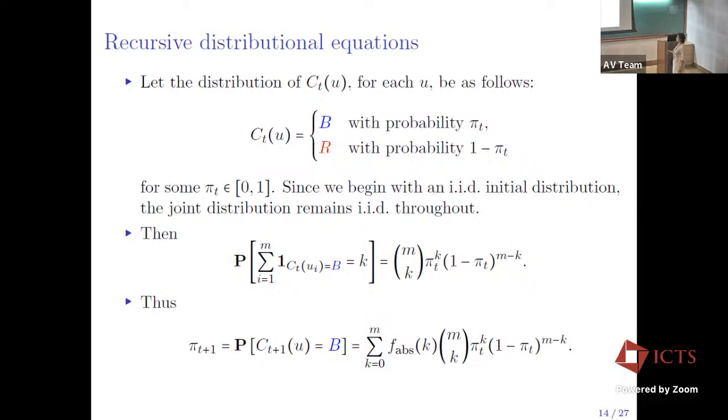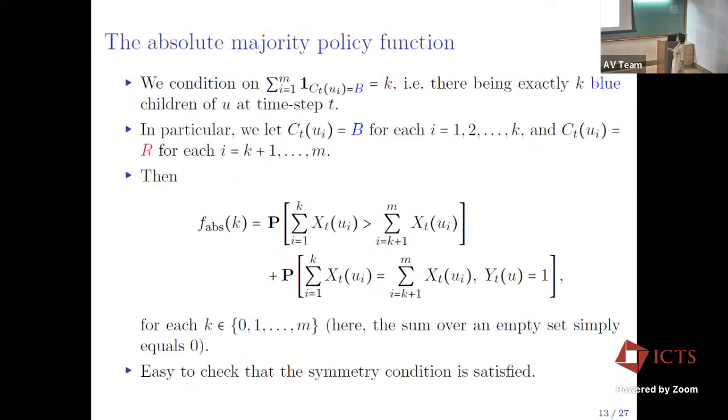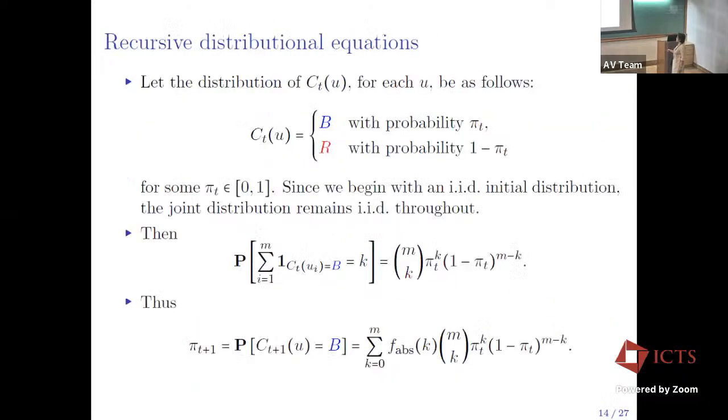blue at time step t plus 1, this is going to be, so now basically we are looking at the unconditional probability, where this f absolute of k is the conditional probability, conditioned on U having k blue children at time step t. So this gives you the unconditional probability, the conditional times this probability.